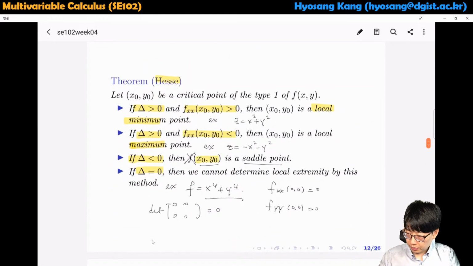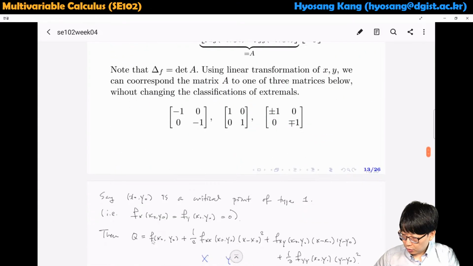When you have a two-variable function and (x0, y0) is a critical point, we want to determine whether it's a local maximum, minimum, or saddle, and sometimes you cannot determine the type of this critical point. That's done by looking at two values. One is the discriminant of the function, which is the determinant of the Hessian, and the other one is the second order derivative fxx.